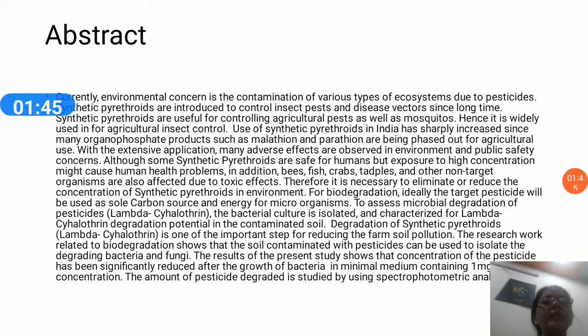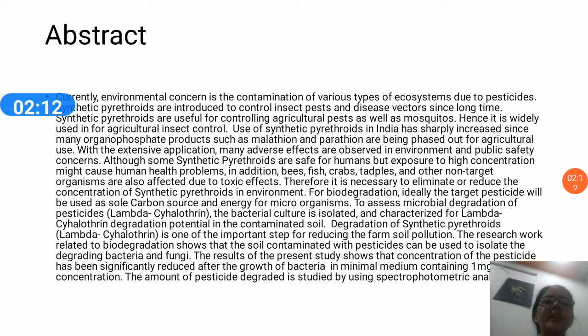Along with this, we know that these synthetic pyrethroids are safe for humans, but exposure to high concentrations may cause human health problems. In addition, bees, fishes, crabs, tadpoles, and other animals are also affected due to toxic effects. Therefore, it is necessary to eliminate and reduce the concentration of synthetic pyrethroids in the environment.